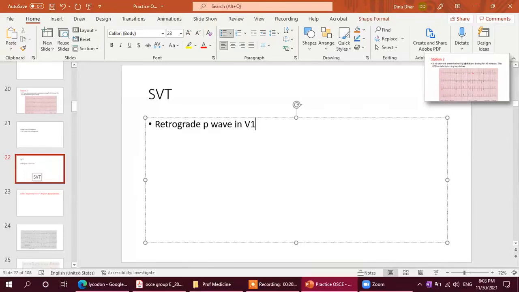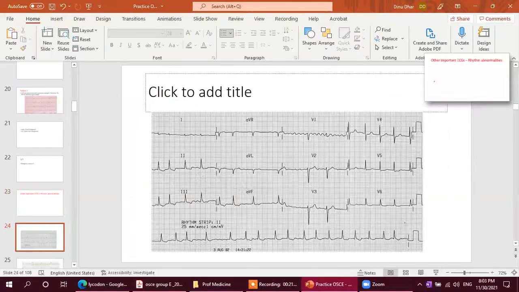Retrograde P waves. Then, of course, we can ask you something about the management, which you have already discussed. Now, at the exam, you can also get other types of rhythm abnormalities, other types of tachyarrhythmias, bradyarrhythmias.